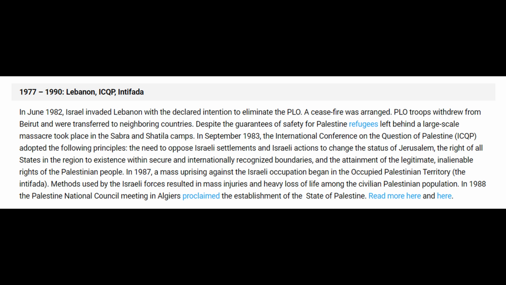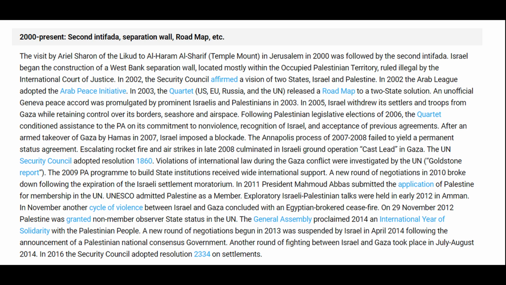However, in 1987, a mass uprising against Israeli occupation occurred in the occupied Palestinian territory, where methods used by the Israeli forces resulted in mass injuries and heavy loss of life among the civilian Palestinian population. The second intifada occurred in the year 2000 after a visit to the Temple Mount in Jerusalem by the Israeli general and politician Ariel Sharon of the Likud, a right-wing Israeli political party coalition.